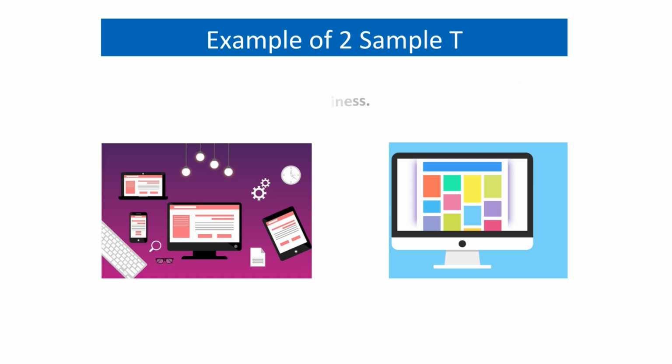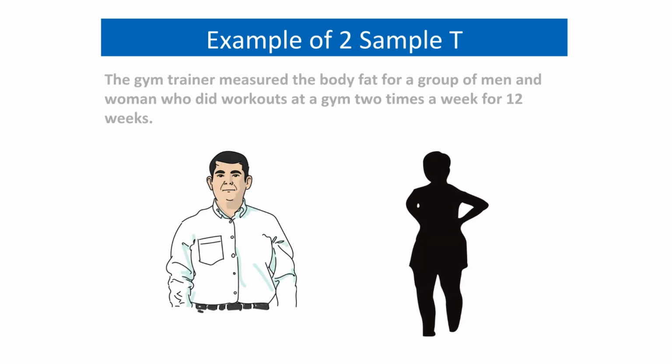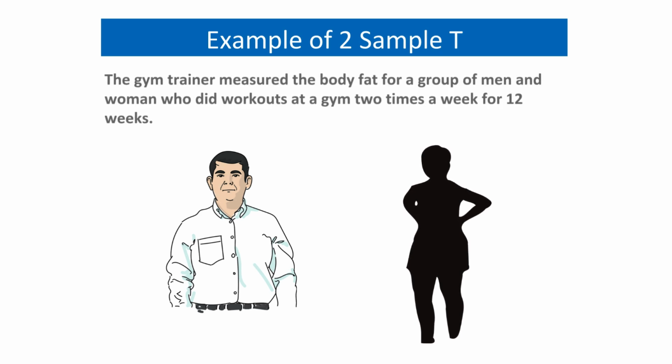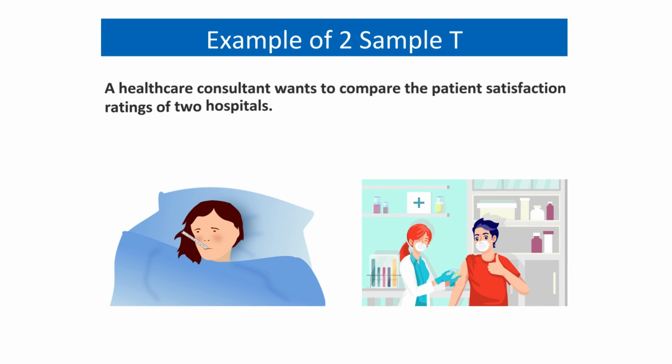of driving sales. In this example, the gym trainer measured the body fat for a group of men and women who did workouts at a gym 2 times a week for 12 weeks. The two-sample t-test would be an appropriate statistical analysis to determine if there is a significant difference in the mean body fat reduction between the two groups. Another example is comparison of patient satisfaction ratings of two hospitals. The two-sample t-test allows you to compare the means of two hospitals and determine if the difference observed is likely due to chance or if it represents a true difference in patient satisfaction.